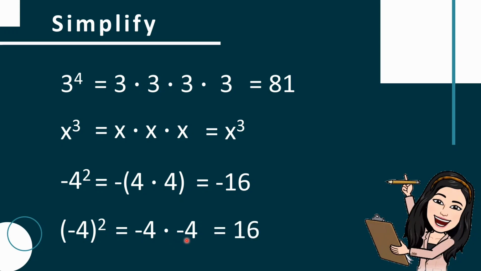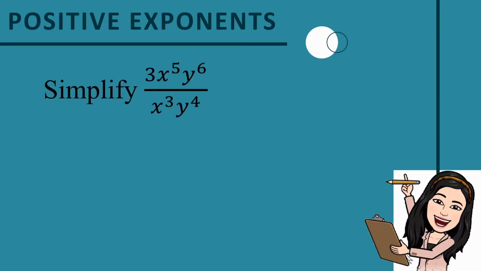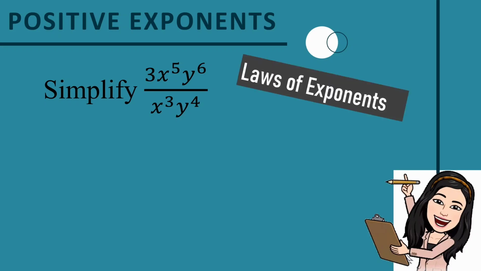Let us recall simplifying expressions having positive exponents, applying the laws of exponents. So we have 3x raised to the 5th power, y to the 6th power, divided by x cubed, y to the 4th power. If you notice, lahat sila ay may positive exponents. Okay, so in simplifying this, we need to apply the laws of exponents. That is the quotient rule. So we have 3 times x. Anong ginagawa natin kapag same bases? Okay, sinusubtract natin yung exponents.